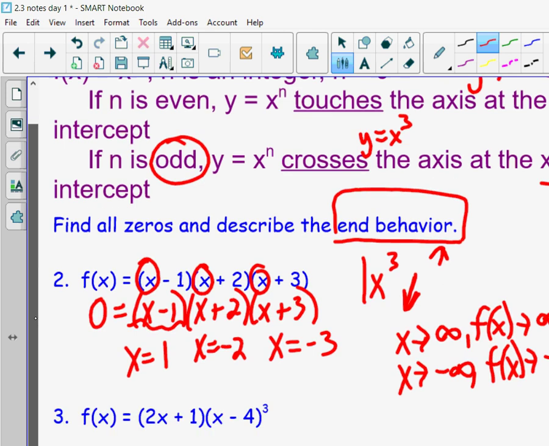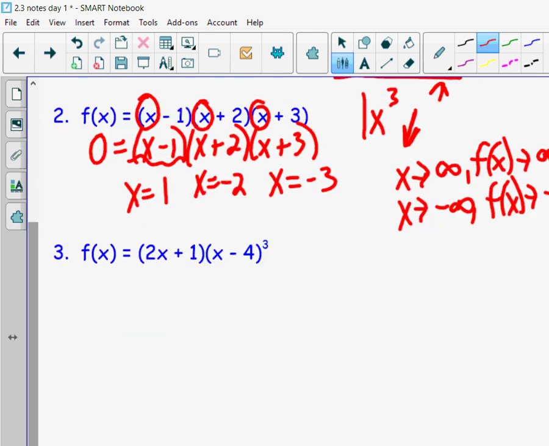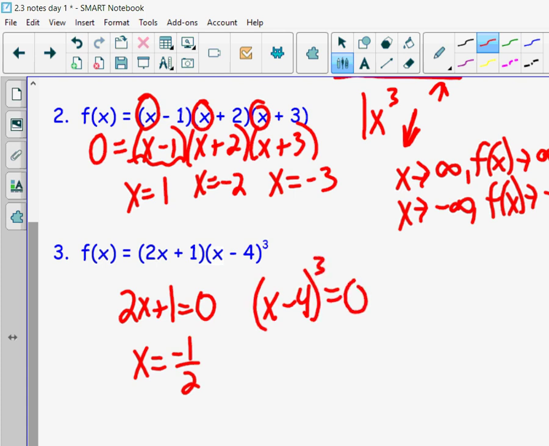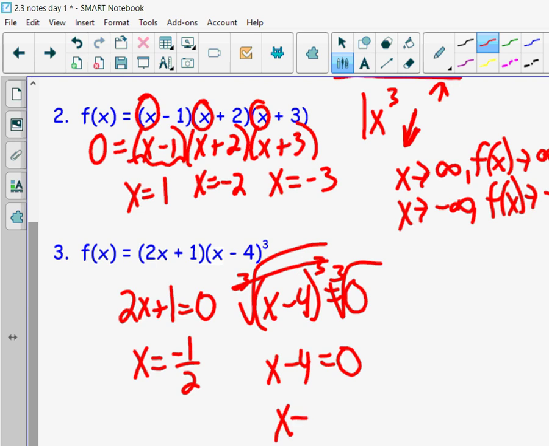So what about this one? Zeros: set each one equal to 0. So 2x plus 1 equals 0. If I subtract 1 and divide by 2, there's a 0 at negative 1/2. And this one, even though it's x minus 4 to the third, if you set that equal to 0 and take the cube root of both sides, the cube root of 0 is still 0. So don't let that cube out there change the fact that it's still 4 that makes that go to 0. We'll talk tomorrow about what being a cube does to the graph, but it still has a 0 at 4.